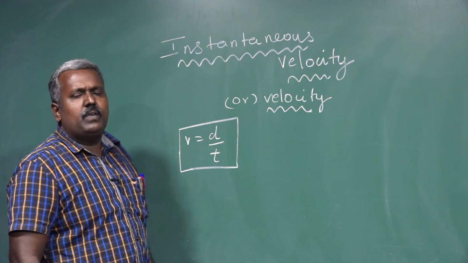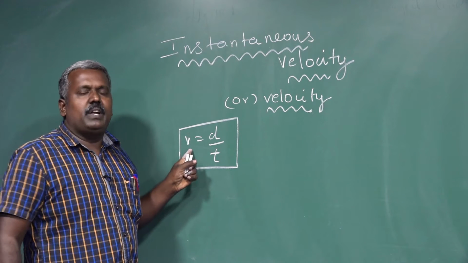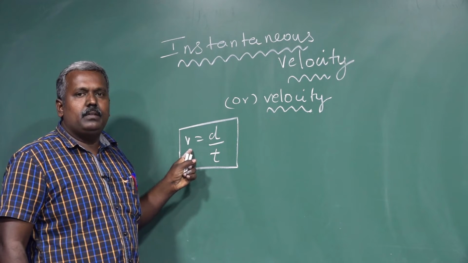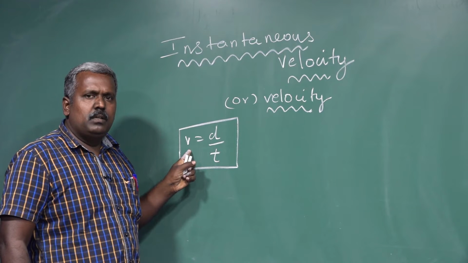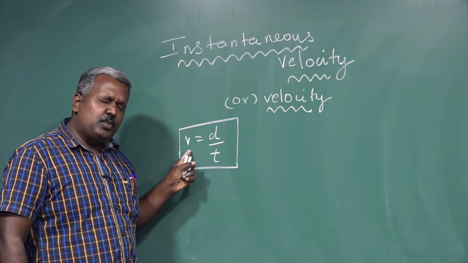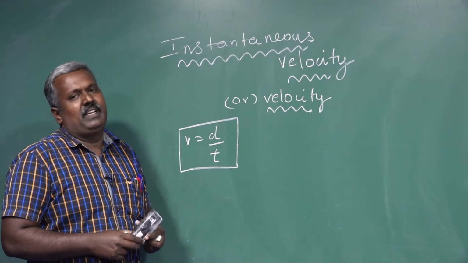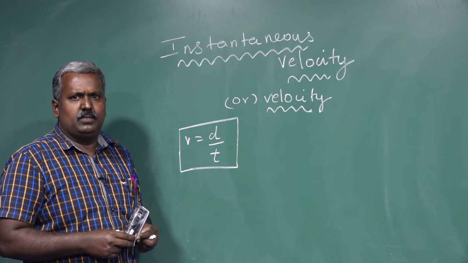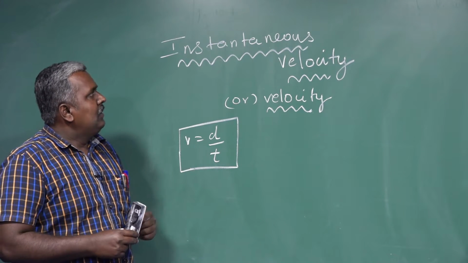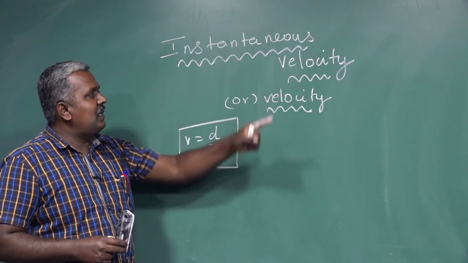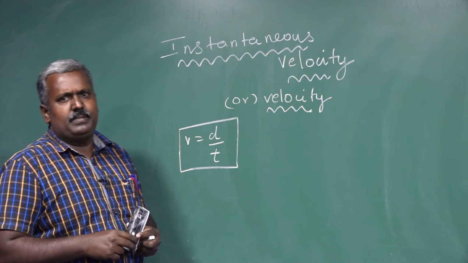Is it a vector quantity or scalar quantity? Very good. It is a vector quantity. What is a vector quantity? The quantity which has both magnitude and direction. That type of quantities are called vector quantities. Clear? Okay. So this is the basic formula. Now, instantaneous velocity, or simply velocity. What is the meaning of this?